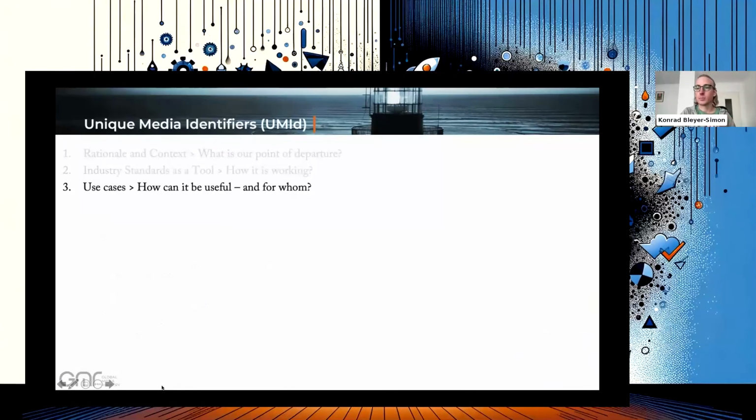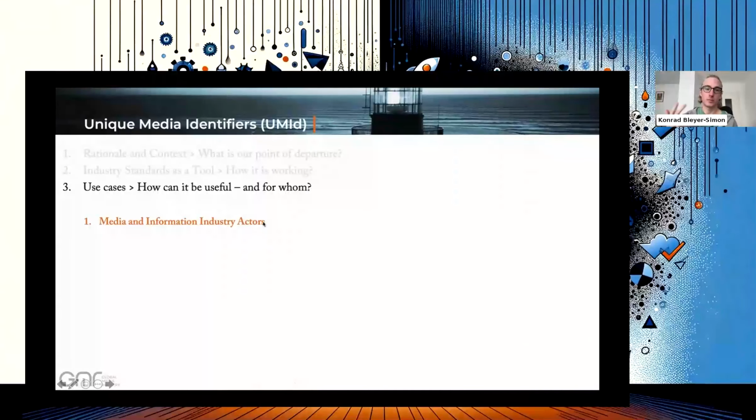So I'm briefly going to talk about the use cases of unique media identifiers, because once we have these identifiers, we also need to use them for something. And we identified 3 areas for that in our discussions. One of them is the media industry, the second one is civil society, and the third is the public sector.